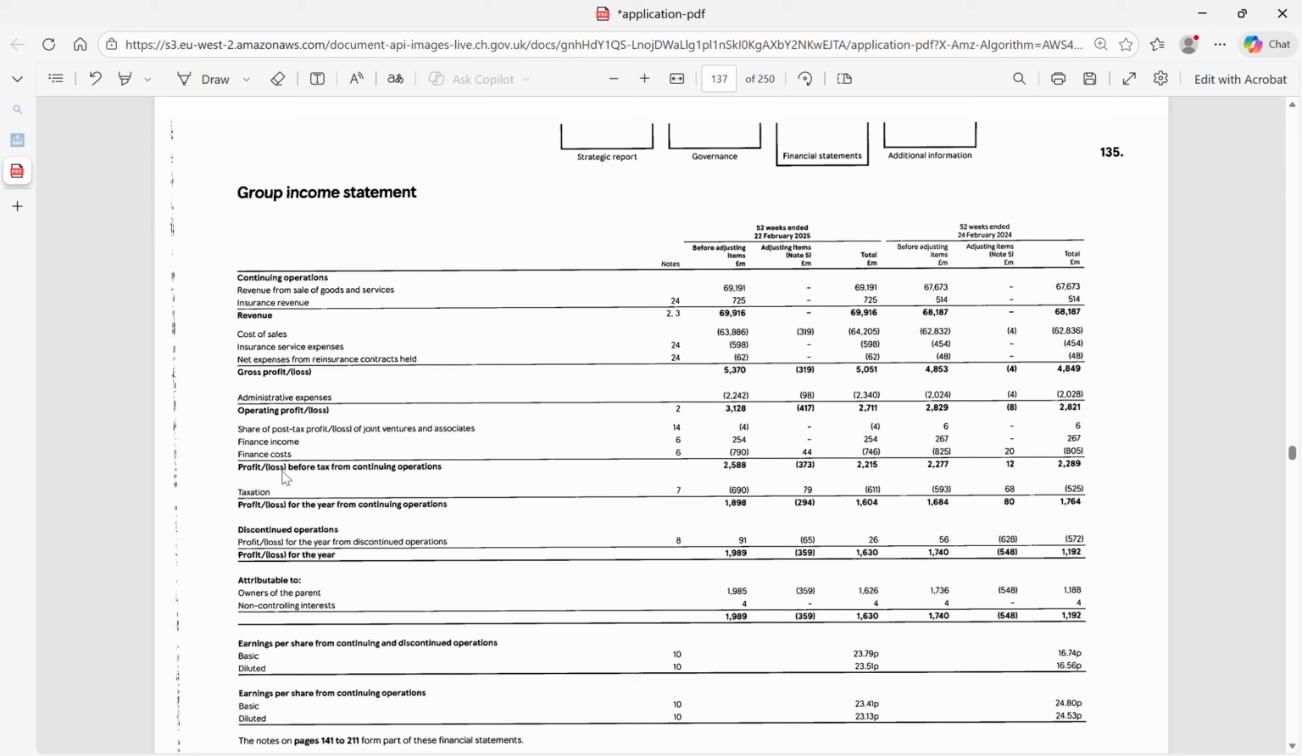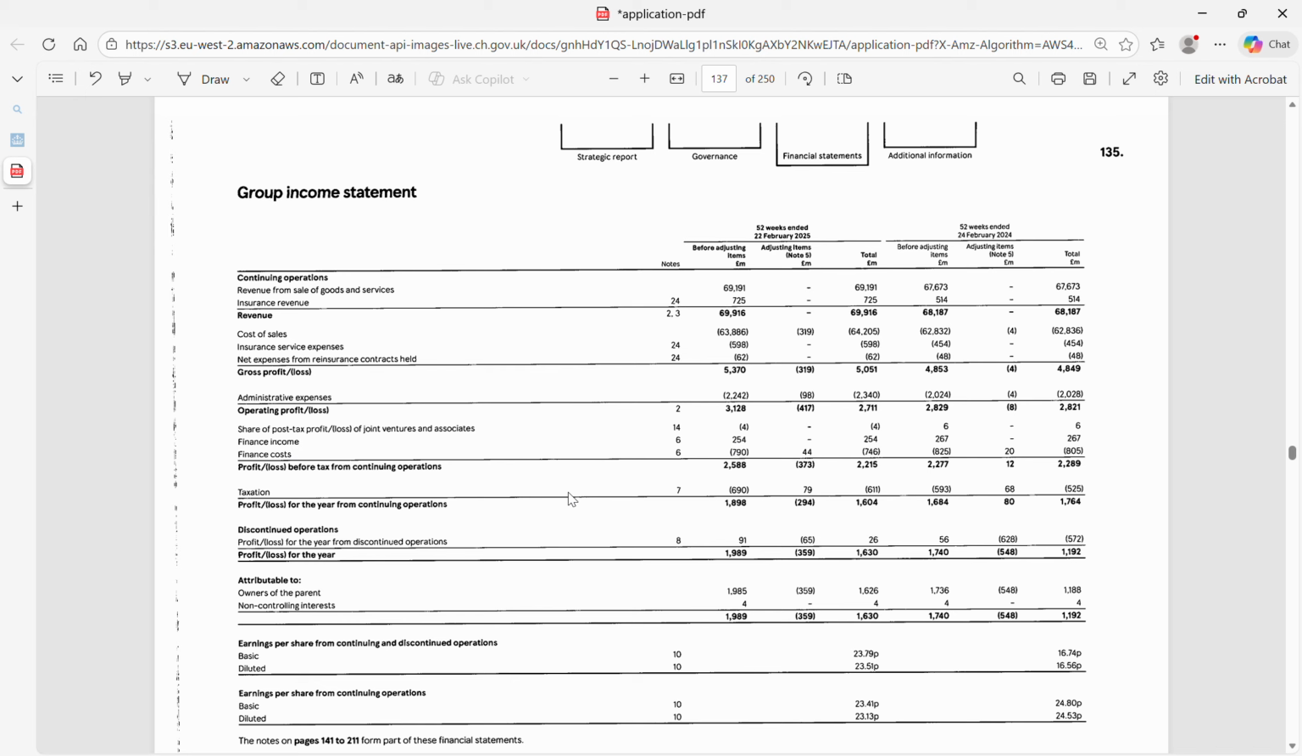So then you've got profit or loss from continuing operations. Then you've got the tax that they're paying. So that won't actually strictly be tax that they're paying. They also do something which is referred to as deferred tax adjustments.